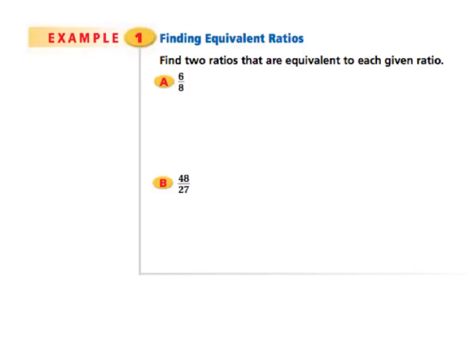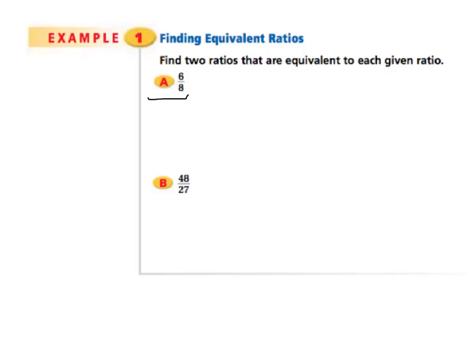Here's our first example problem. It's example 1. Write this in your notes. It says find two ratios that are equivalent to each given ratio. So for letter A, we want to find two ratios that are equivalent to 6/8. There's multiple ways you can find equivalent ratios. One way is by multiplying, and another way is by division. Now, division doesn't always work, but sometimes it will.